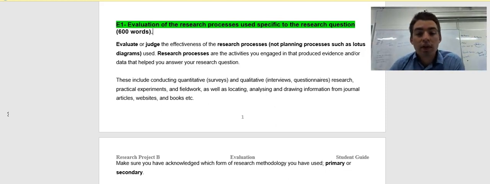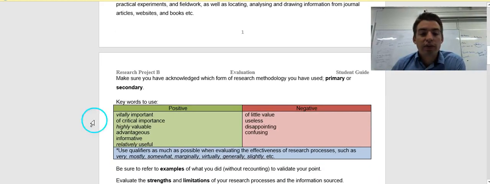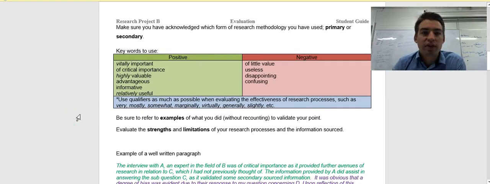So what we're going to do is to talk about just how useful these particular processes were. Now we can talk about them as though they were really useful, but we can also talk about them as if they were of little value to us. In the evaluation, it's quite alright for us to critique and be quite, not negative, but we can be quite firm about what we believe worked really well and what didn't quite work quite so well.